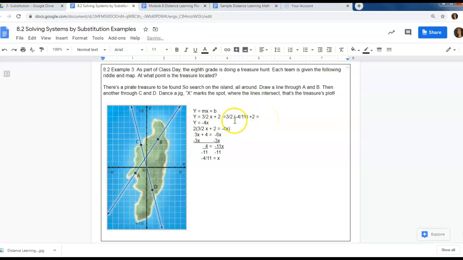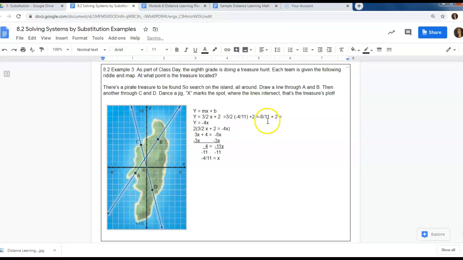That is 3 times negative 4 is negative 12 divided by 2 times 11 is 22. I can reduce that because look, this 4, I could have canceled this 4 with that 2, so that would have given me 2. So I can reduce that by 2. So this one is going to be 6 and this one is going to be 11. Okay, and then there's a plus 2.